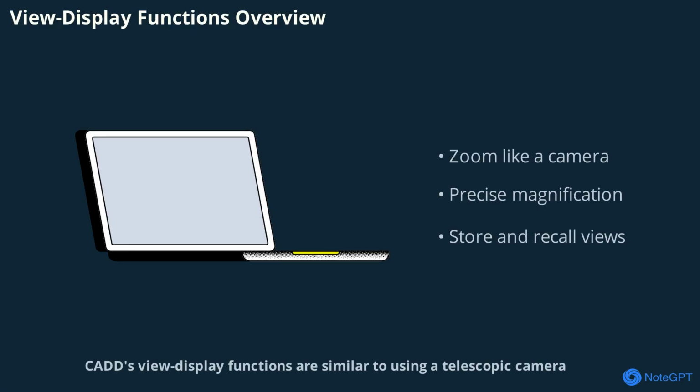CADD's view display functions are similar to using a telescopic camera. You can zoom out to see larger objects and zoom in for closer inspection. However, CADD offers greater precision and flexibility. You can magnify drawings to an exact degree, store specific views in memory, and recall them as needed. These functions include displaying a full view, moving the view, zooming in and out, enlarging by window, saving views, and displaying previous view. Each technique enhances your ability to work efficiently and accurately.